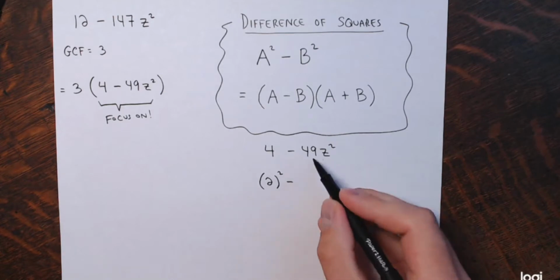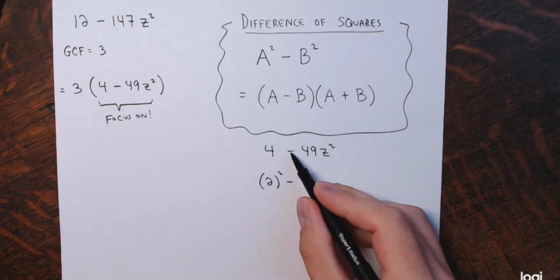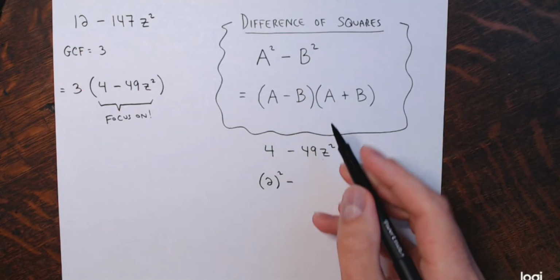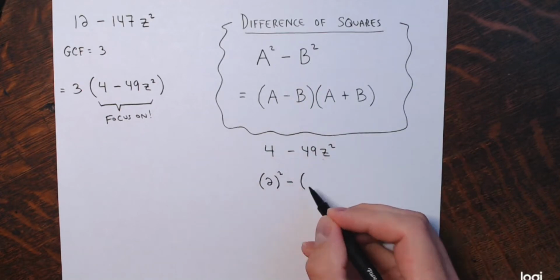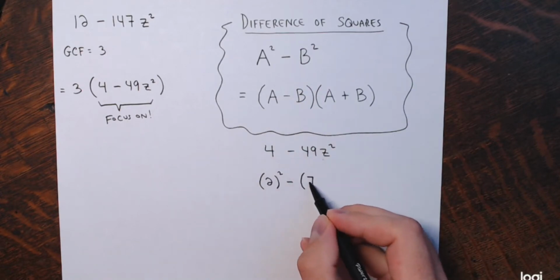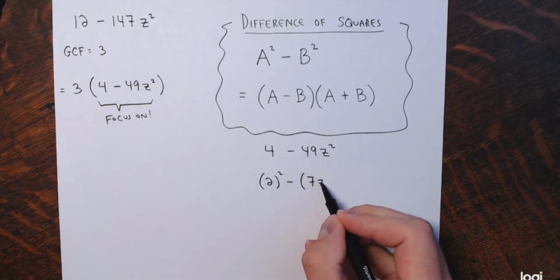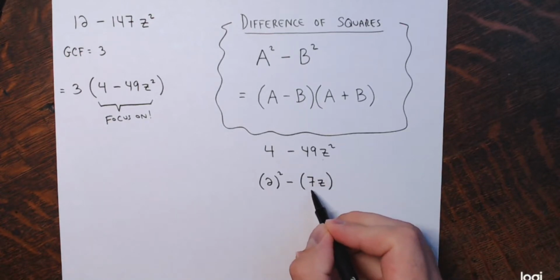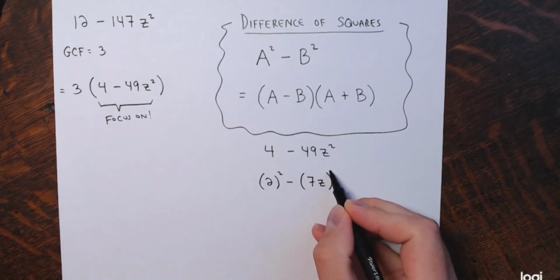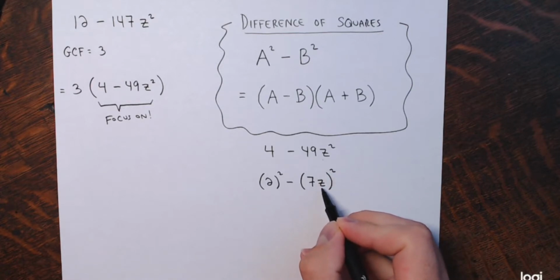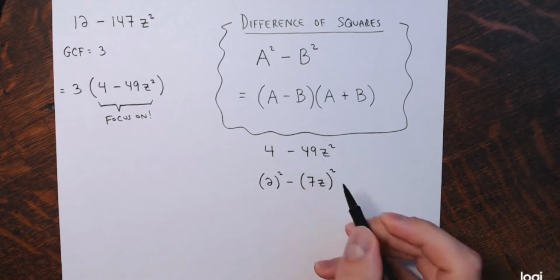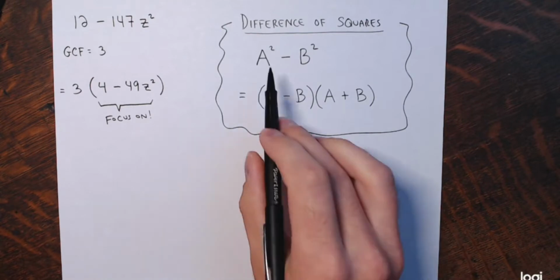Minus, and then is this part of the term after the minus sign also something to the second power, some perfect square? Well, yeah, 49 is 7 squared, and then z squared is just z squared. You could take the expression 7z and square it. 7z times 7z would be 49z squared. So I have exactly the same thing as I wrote up here.